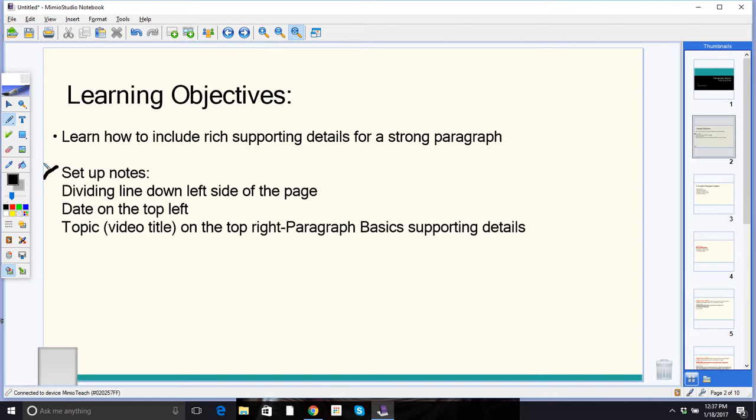So the first thing I'd like you to do is to set up your notes. And you can do this by drawing a dividing line down the left side of the page. Put the date in the top left section and the topic in the top right section. The topic is Paragraph Basics, Supporting Details.